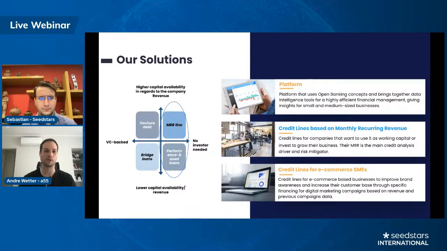So credit lines for companies with recurring revenues, where we mostly leverage their MRR. So we leverage their MRR up to 6 times. And it's a business line where we grow together with the company. So the idea here is that we can loan to a company, and as it gains traction and grows, we grow that business line together.